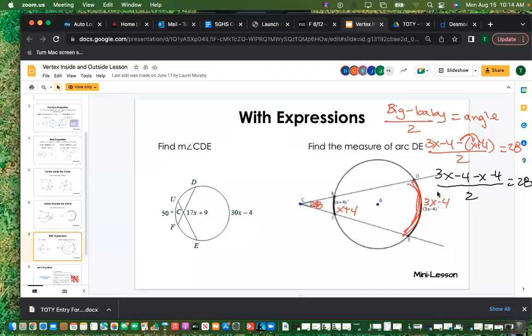Okay, so what you're going to do is take 3x minus x, and that's going to give us 2x. Negative 4 minus 4 is going to give us negative 8. And divided by 2. Now, when I'm solving for x, I'm going to multiply by 2 on both sides first. And 2 times 28 is going to give me what?